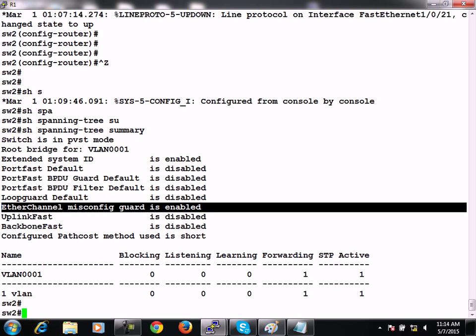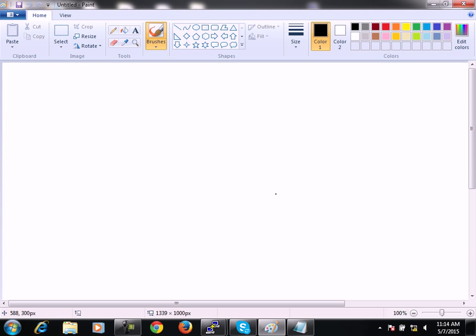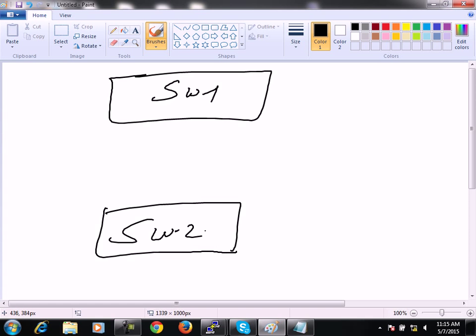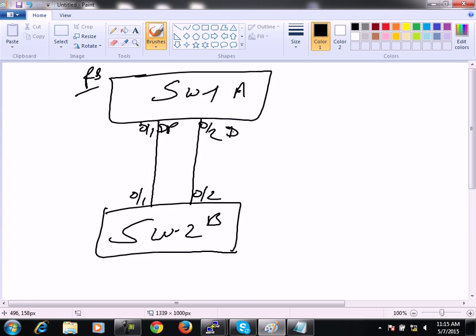You know what can happen? Let me discuss one scenario with you. Here, let's say this is switch 1 and this is switch 2. Let's say these are 0/1, 0/2 on switch 1 and 0/1, 0/2 on switch 2. Let's say its MAC address is A, and its MAC address is B. So switch 1 is going to become the root bridge. So both of its ports will be DP, DP. Here it will be RP on 0/1, and the other port will be in blocking state. Let's say that it is in blocking state.